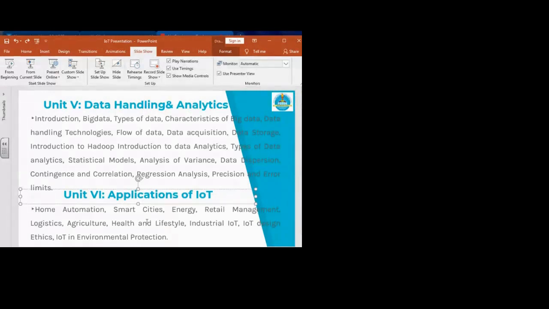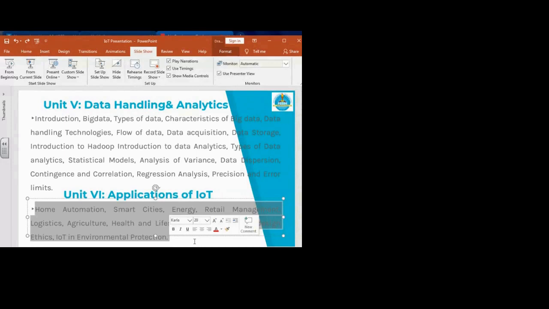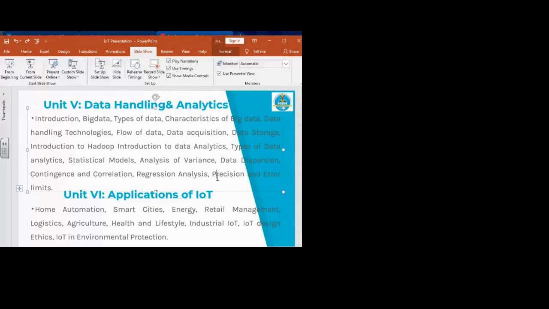In this applications of IoT, there are varieties of applications listed here: home automation, smart cities, energy, retail management, logistics, agriculture, health and lifestyle, industrial IoT. I'm going to tell you that we will take varieties of case studies, at least one case study from each application, and discuss them in detail in your last unit, that is applications of IoT. Got it, all of you?